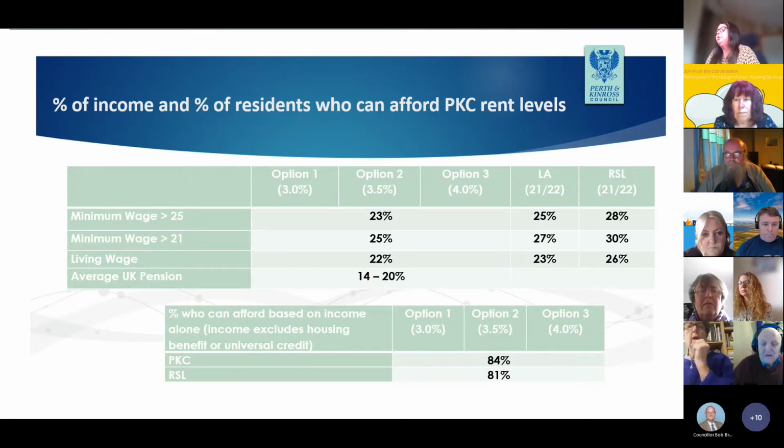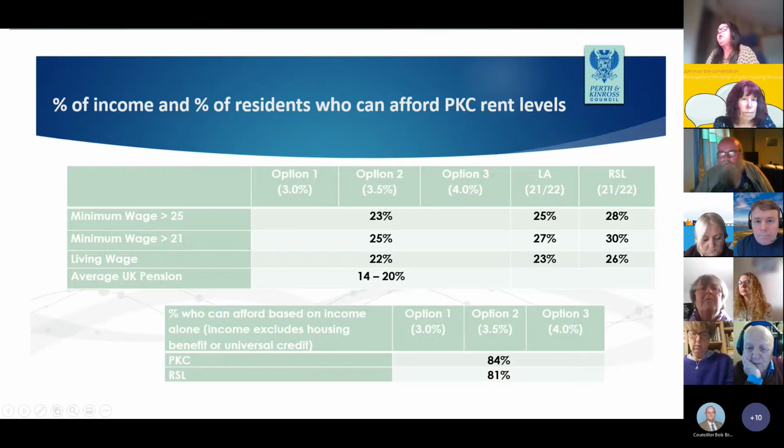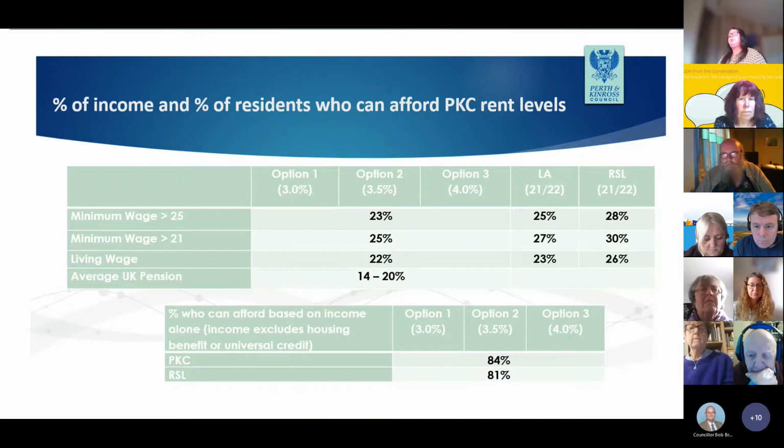The table above shows for our 3 options what percentage of income an individual would have to dedicate to paying their rent. You can see that for minimum wage over 25, under all three options, it would be 23% of their income. Minimum wage over 21 would be 25%. Living wage would be 22%. And based on an average UK pension, it would be anything between 14 to 20%. All of these sit within the 25% housing needs demand analysis outcome.